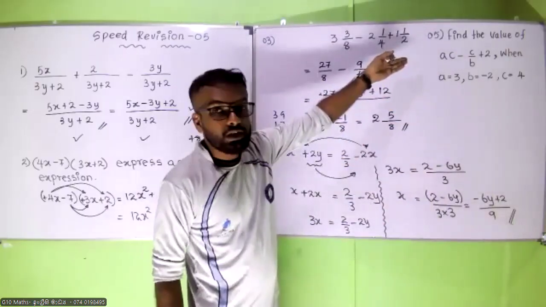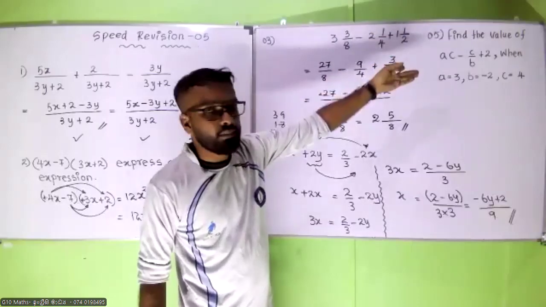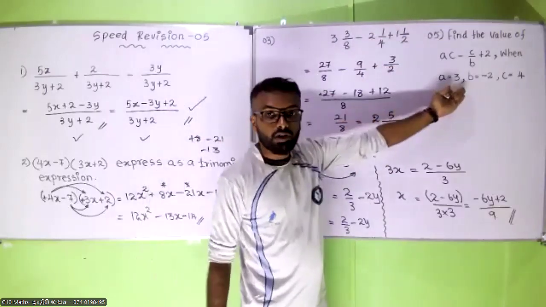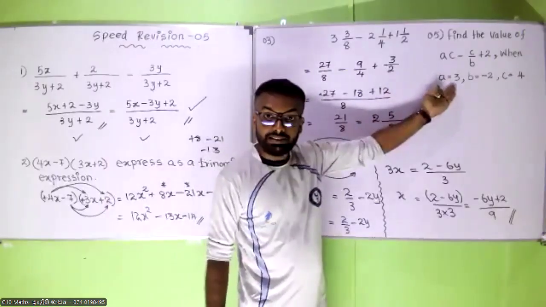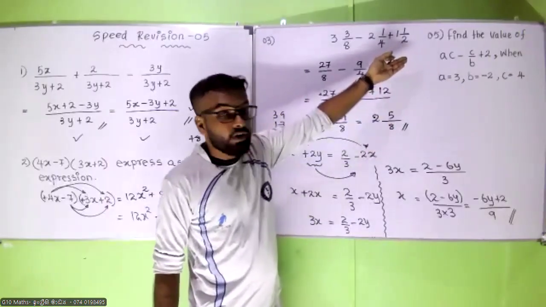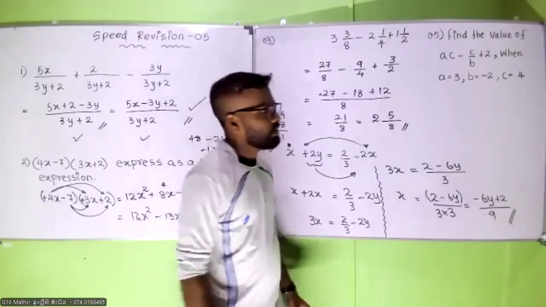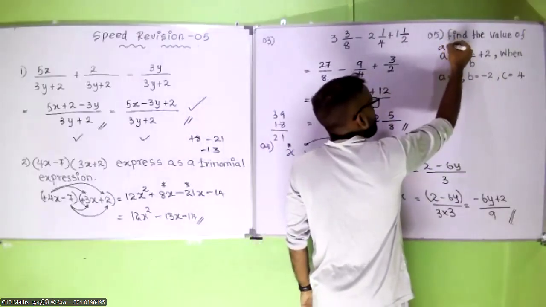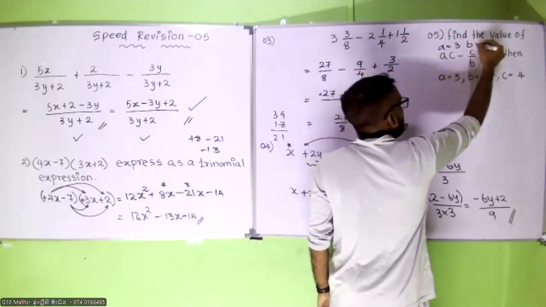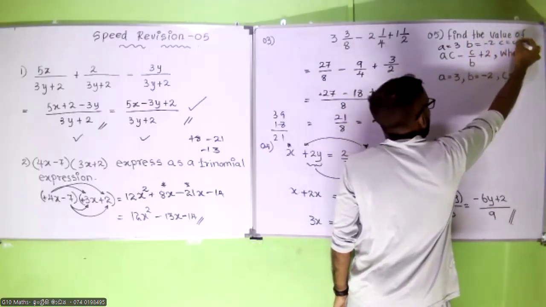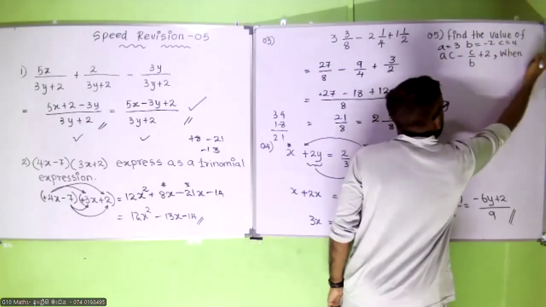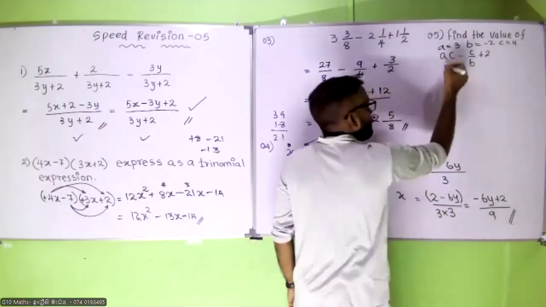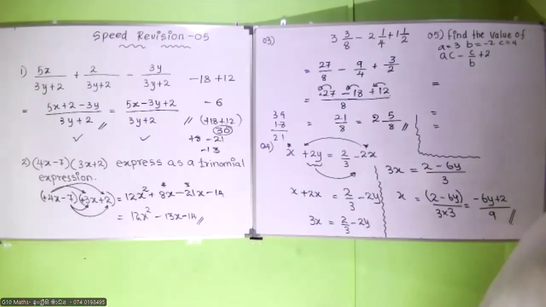So that is an expression, AC minus C divided by B plus 2. You have to substitute these given values and find the value of that expression. Huh? So you have to substitute A equals 3, B equals minus 2 and C equals 4. Right. So this is my expression. Right. First of all, put equal mark.